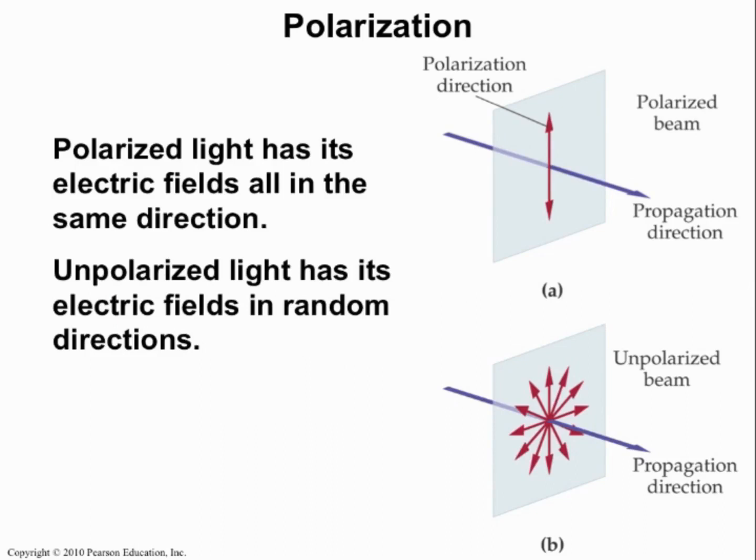Now, polarized light has its electric fields all in the same direction. Unpolarized light has its electric fields in random directions. Most of the light we see is unpolarized or partly polarized. We don't often see fully polarized light. That's available with artificial means that I'm going to explain in a bit. But light, when it just comes from a source such as the sun, is unpolarized. The planes of polarization are in all random directions. When we polarize light, we limit that light to one plane of polarization.